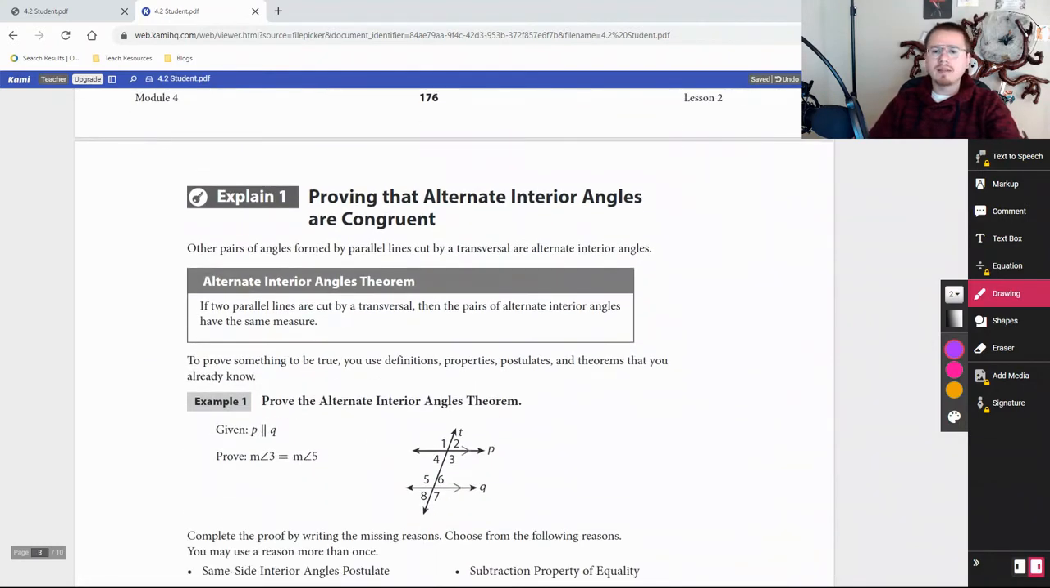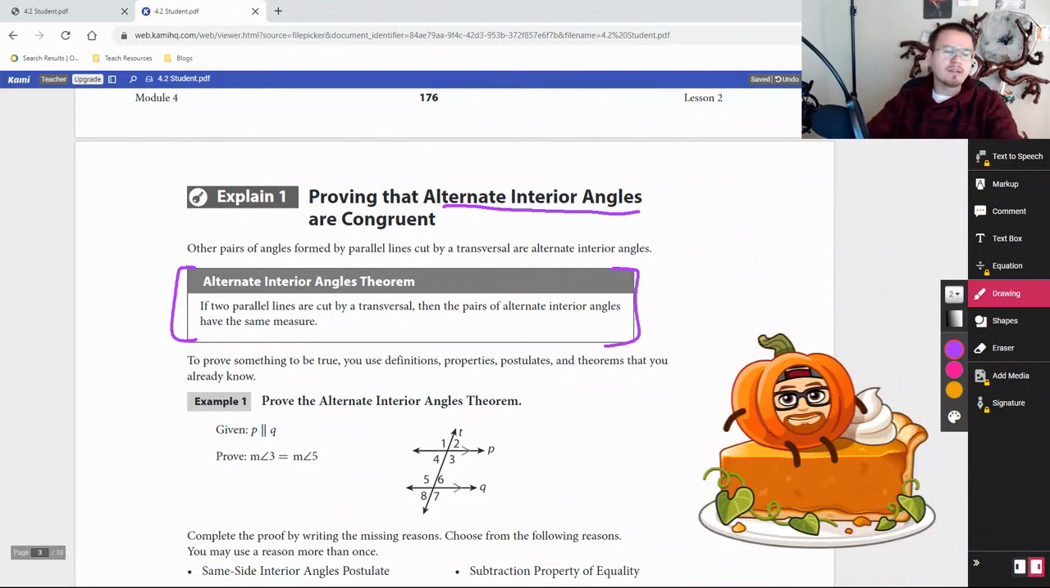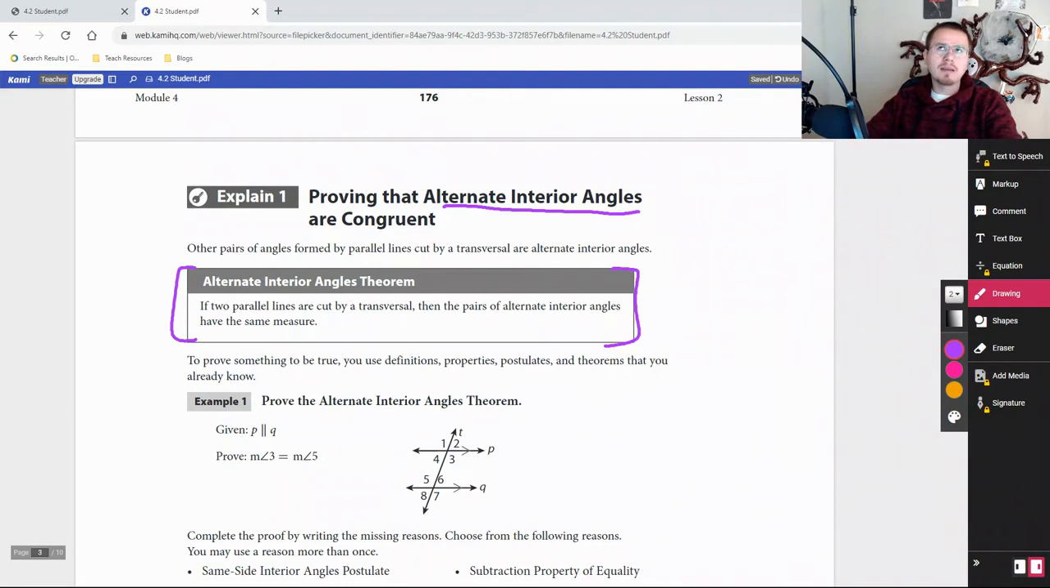Alright, explain 1. So we're going to take a look here and prove that alternate interior angles are congruent. You're looking at same side, now we're looking at alternate. Think about what that means for you. Here is the theorem. You're going to want to get this down. If 2 parallel lines are cut by a transversal, think of that like your knife cutting a nice Thanksgiving pie. Personally, I am making sweet potato pie, pumpkin pie. The pairs of alternate interior angles have the same measure.